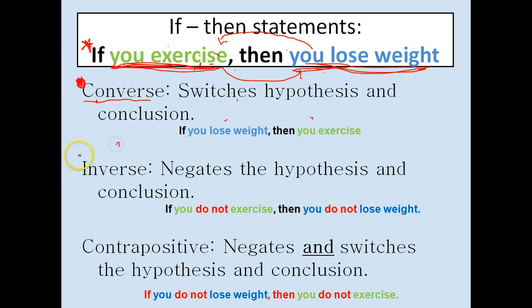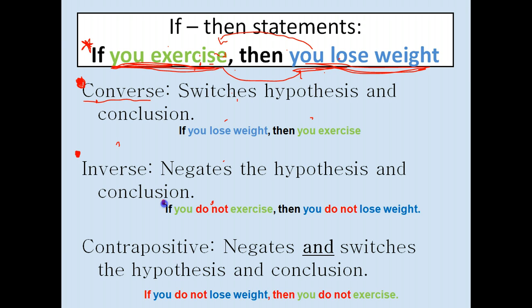The second type, and you'll want to write these down with an example of each so you have them fresh as far as what each one does, negates the hypothesis and conclusion. They stay where they were originally, but negate means to say the opposite. So the opposite of exercising is not exercising. The opposite of losing weight is not losing weight. We don't get real fancy with it and say gaining weight. We just say you do not lose weight or you do not exercise.